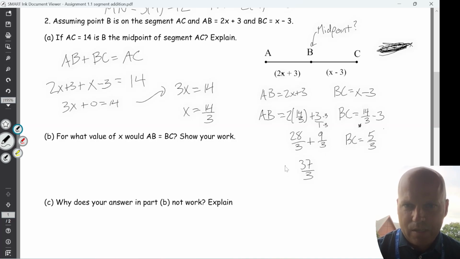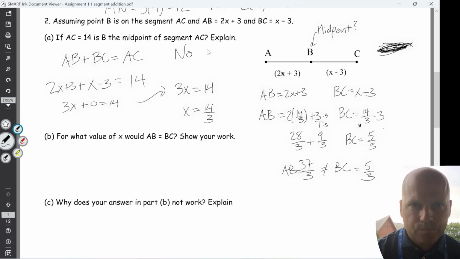We can see AB does not equal BC. Therefore, M is not the midpoint. AB does not equal BC.